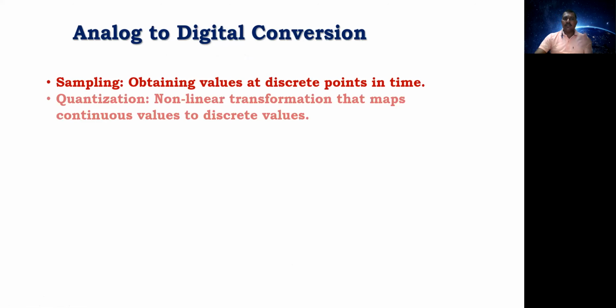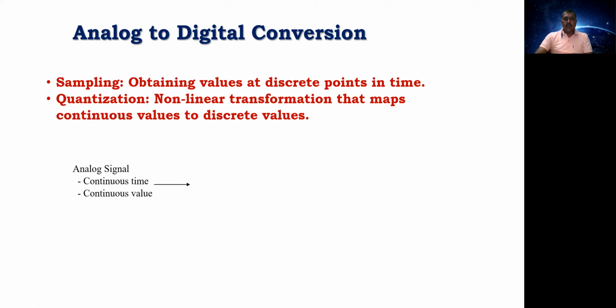Now for that we require a sampling circuit which obtains the value of discrete points in time. So it will store those points. And that is nothing but quantization. That is a non-linear transformation that maps continuous values to discrete values. Right? So quantization gives you some points, whose voltages are to be converted into digital. The rest it will leave. That particular part is called quantization. And we need to have the samples of those analog signals, right? I will show you that.